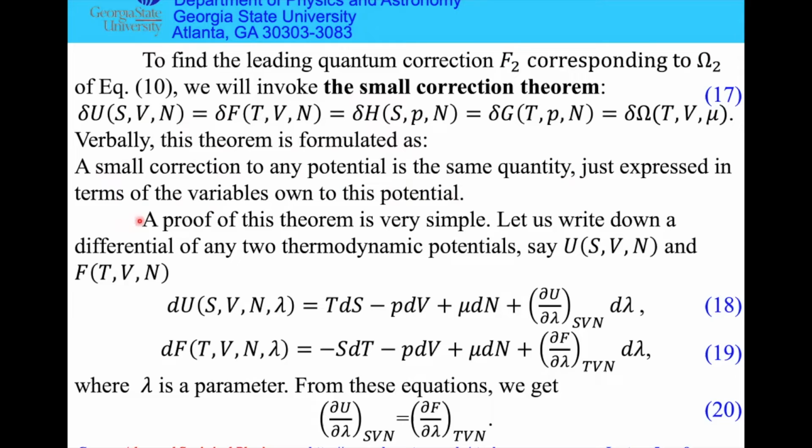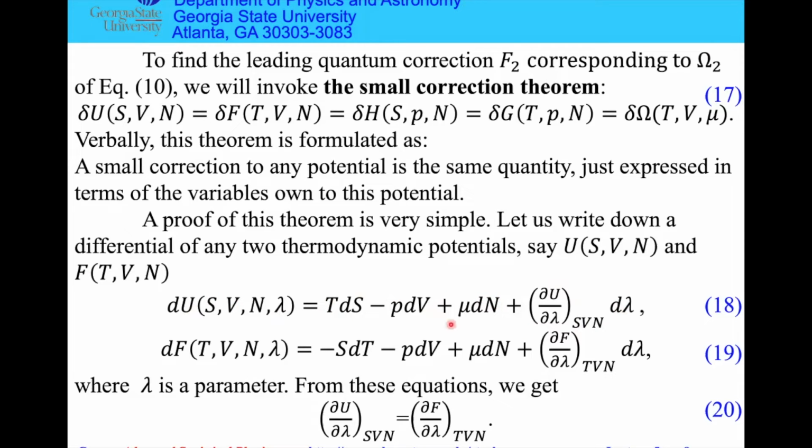The proof of the theorem is actually straightforward and simple. Let us write the differential of any two thermodynamic potentials, say U and F. We start with U, and this is given by TdS minus PdV plus mu dN. You know it from elementary thermodynamics. And there is also a parameter lambda on which everything depends. So if this parameter slightly changes, the change of U in response is the derivative of U over lambda at fixed every other variable, S, V, and N, times d lambda. So that's the differential formula.